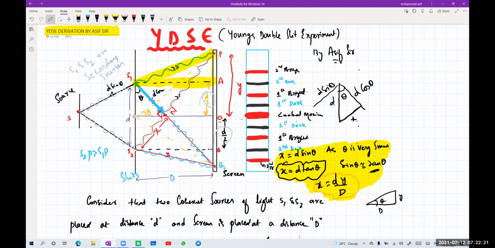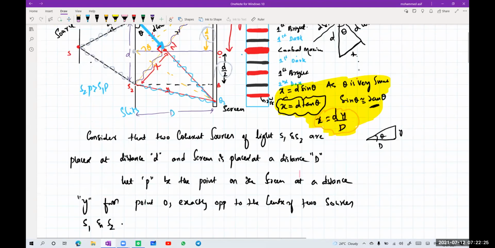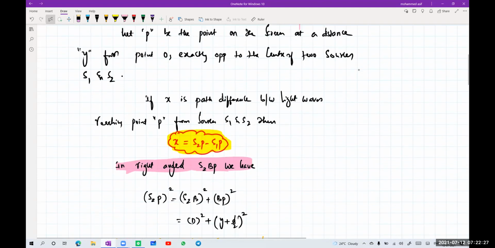x is S2P minus S1P, because it is the higher value minus the lower value. So that value we have written right now here: x is equal to S2P minus S1P. Is the statement clear for everyone? The path difference x, how it came, is it understood by everyone? S2P minus S1P.